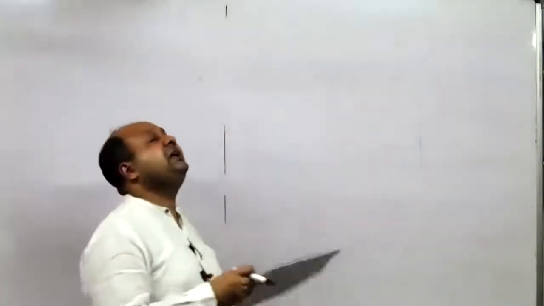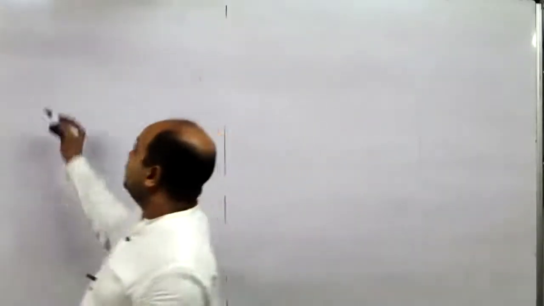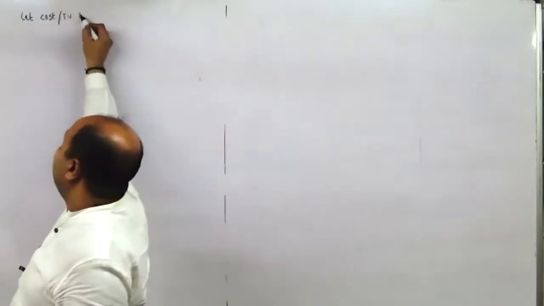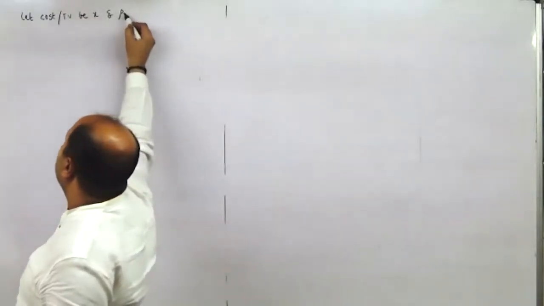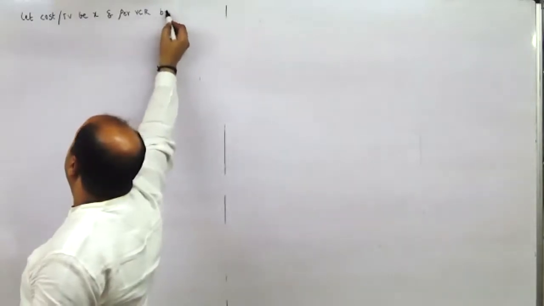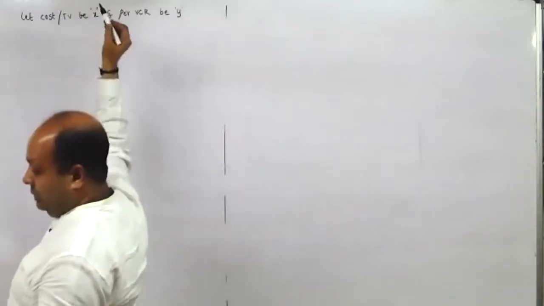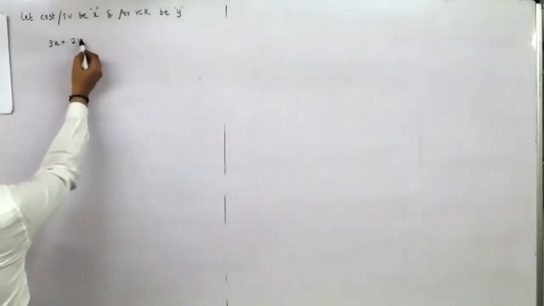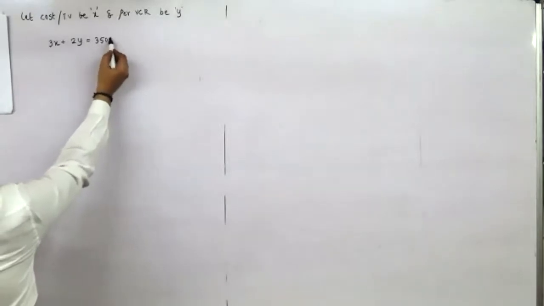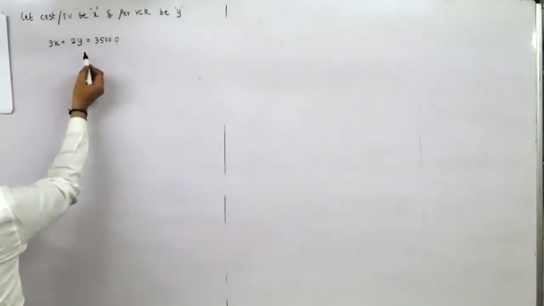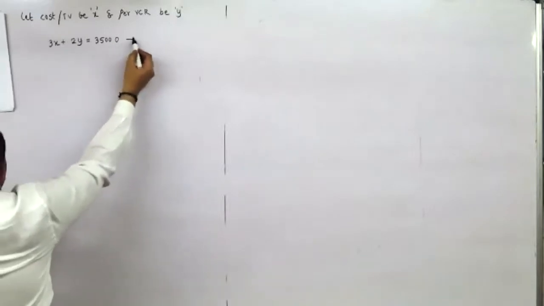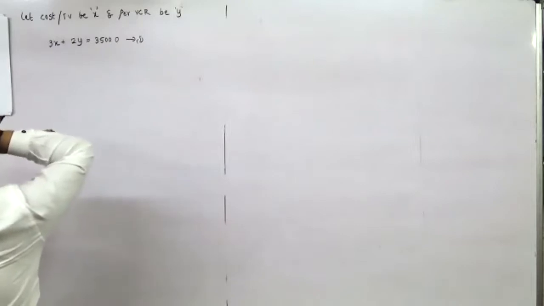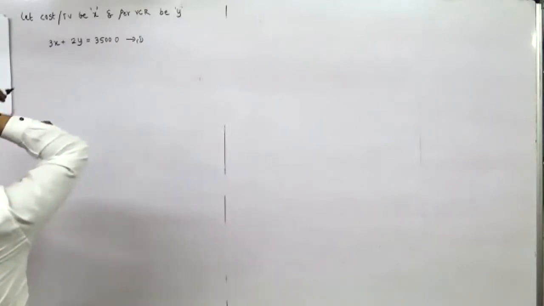The total cost of 3 TV and 2 VCR. So let the cost per TV be X and per VCR be Y. Now the cost of 3 TV and 2 VCR: 3X plus 2Y equal to 35,000. The shopkeeper wants a profit of 1,000 per TV and 500 per VCR. He sells 2 TV and 1 VCR and he gets a revenue.